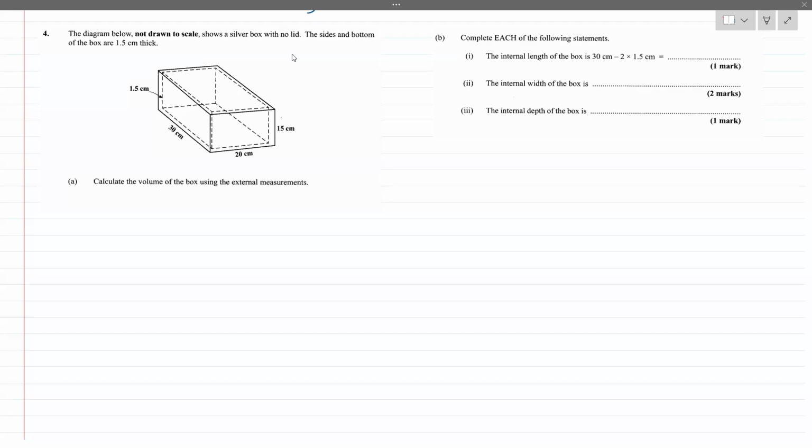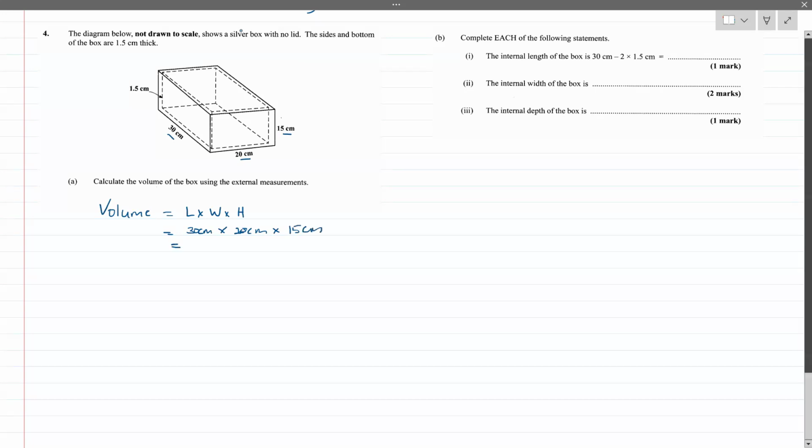Right. So for this question, we are required to calculate the volume of the box using the external dimensions. So the external dimensions would be this 30 cm here, 20 cm this way, and 15 cm in terms of its height. So volume, you could say length by width by height. The length being 30 centimeters, the width being 20 centimeters, and the height 15 centimeters. So let's check that and see what we get.